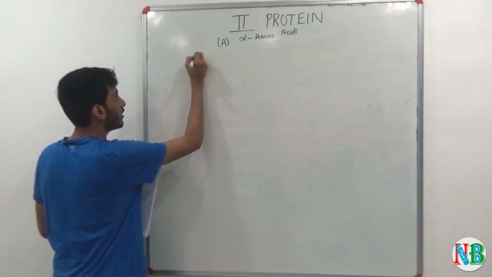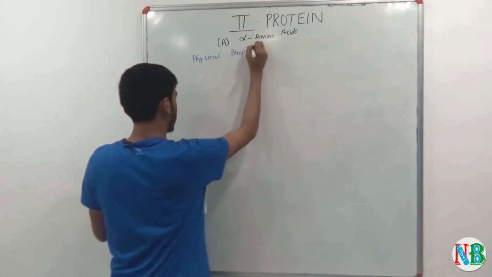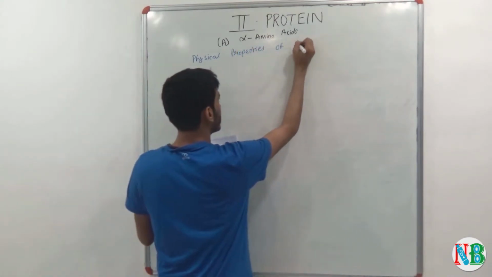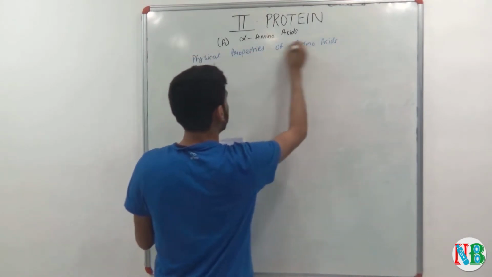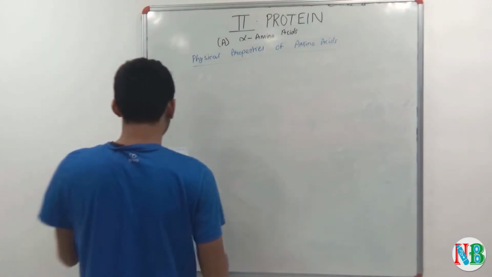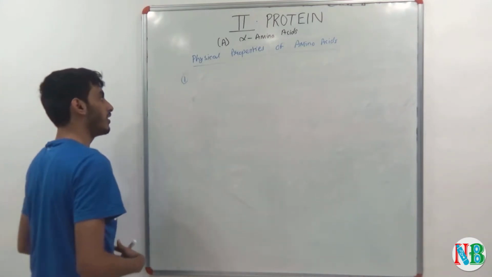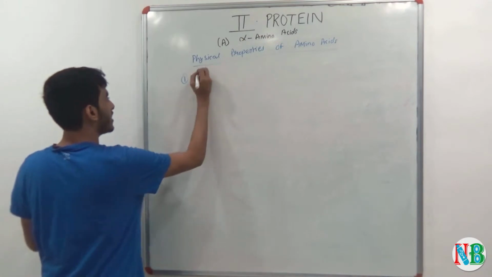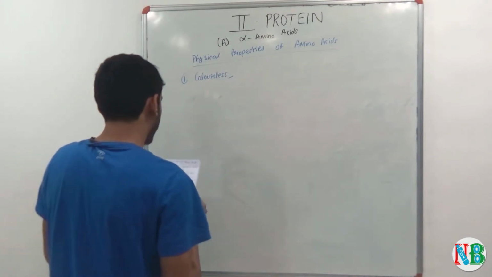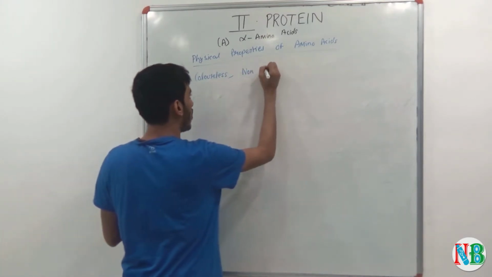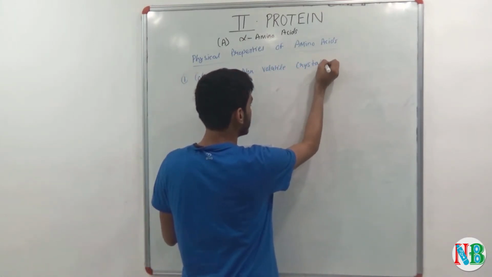So the next one is physical properties of amino acids. The section says physical properties of amino acids. The first one, whether they are white in color, blue in color, how are they? Amino acids are colorless. They are non-volatile crystalline solids.